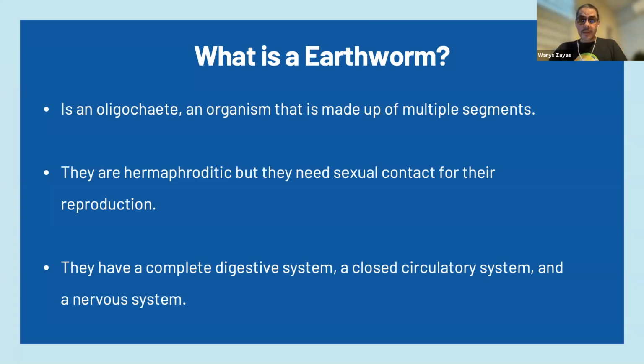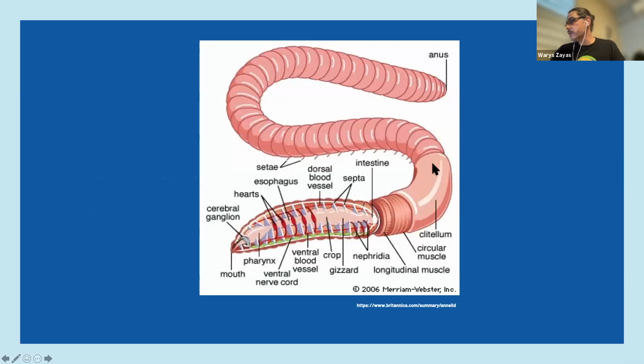They have a complete digestive system, a closed circulatory system, and a nervous system. But what they don't have is a brain. Earthworms don't have a brain, right? They have other organs that work like a brain, but not a complex brain like other animals. They also don't have a skeleton. They have what is called a hydroskeleton, which means they maintain their form because of blood pressure. That's the reason why you will find multiple hearts in earthworms, as we can see in this diagram.